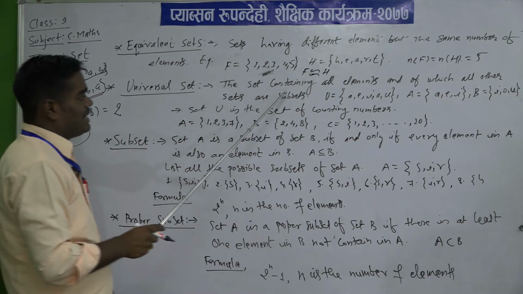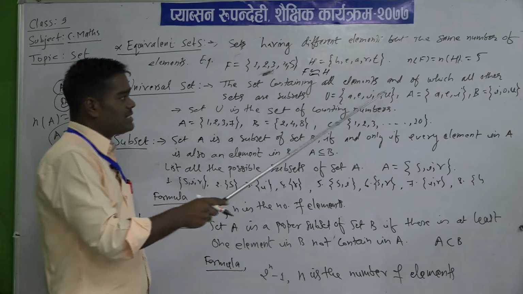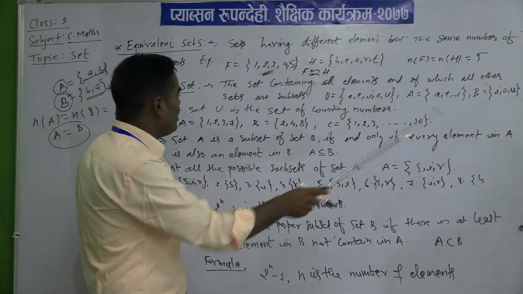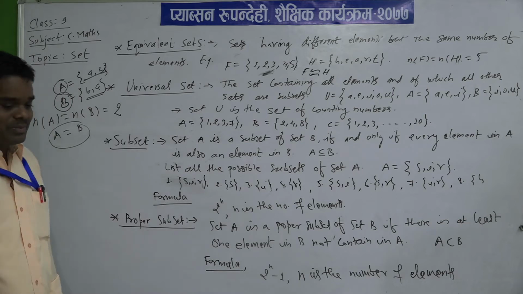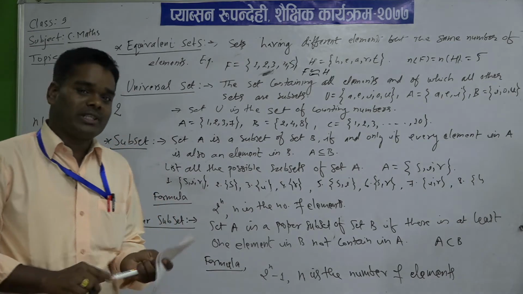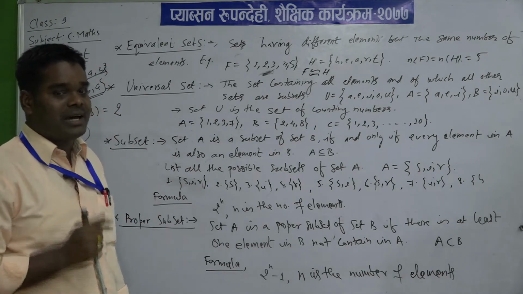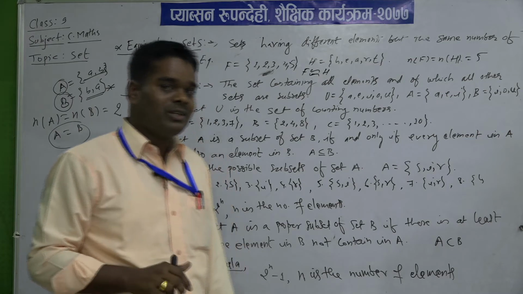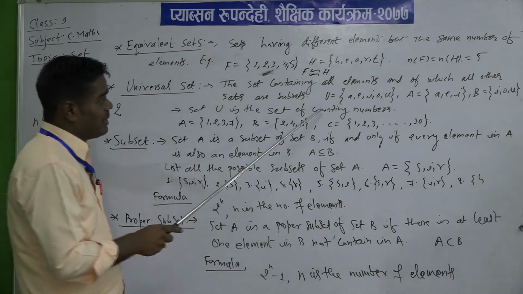The set containing all elements, and of which all other sets are subsets. This is a set in which whatever we ask about, everything comes within it. All the subsets that are formed all belong to U, and the universal set is always denoted by U.